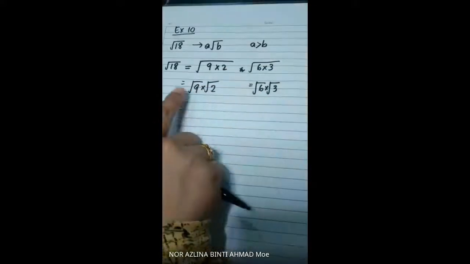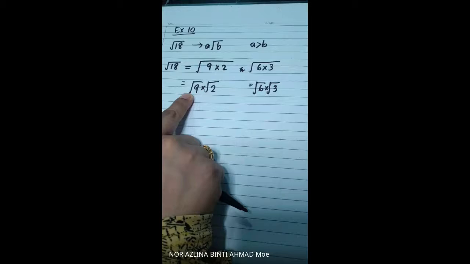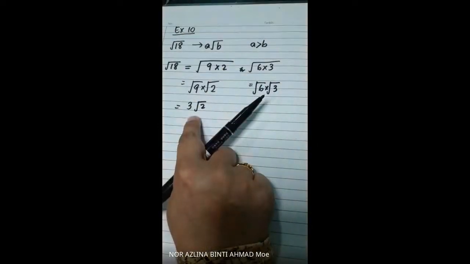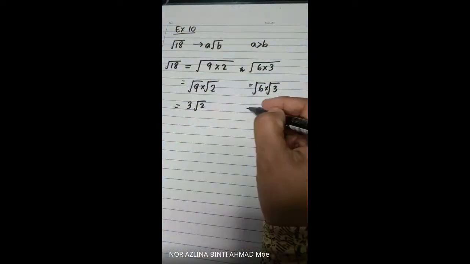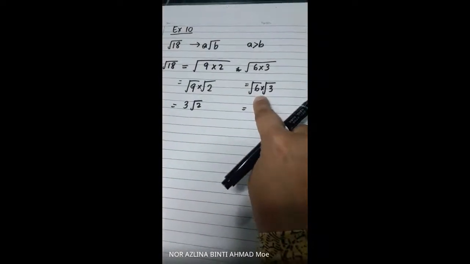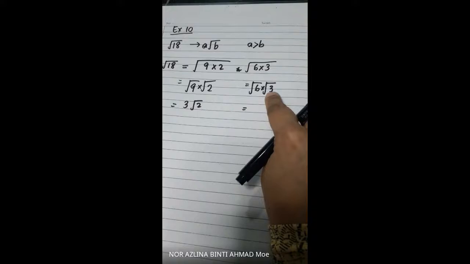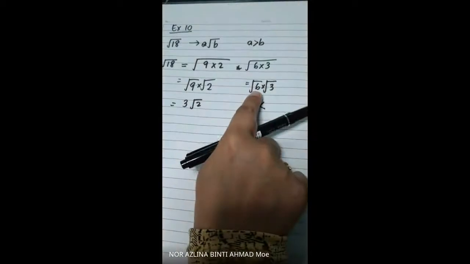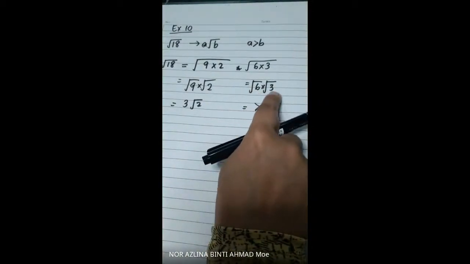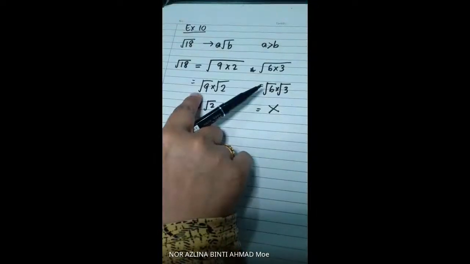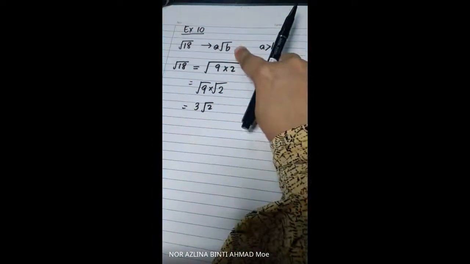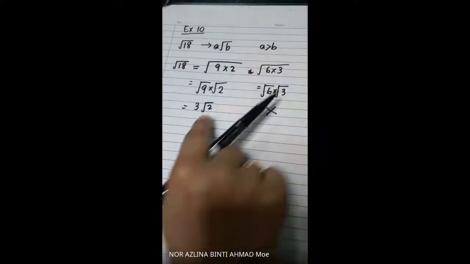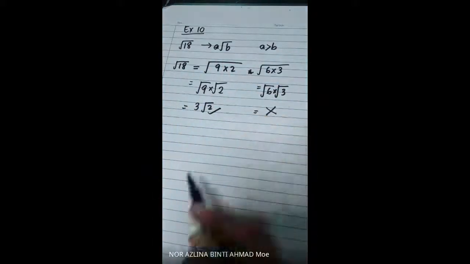Now we simplify. Square root 9 is 3, and here square root 2. No need to write the multiplication symbol. Can we simplify square root 6? Cannot. Can we simplify square root 3 to become an integer? Cannot. So we cannot use this method, because we cannot simplify both numbers. Here we can simplify 9 to get the answer same like the question, a square root b, and a is greater than b. 3 is greater than 2. So correct. This is our answer.